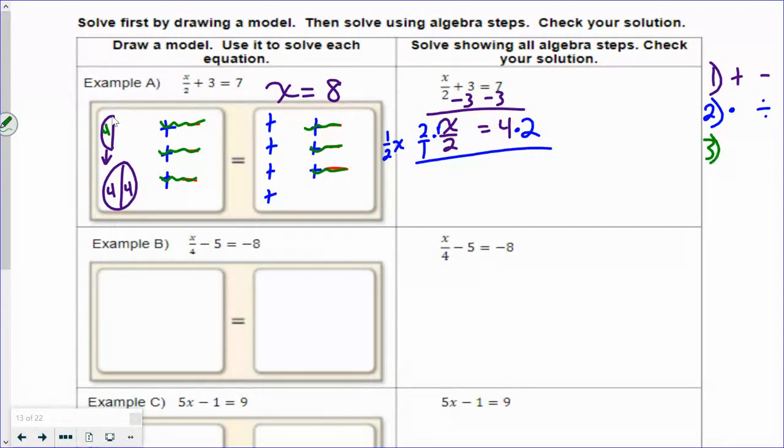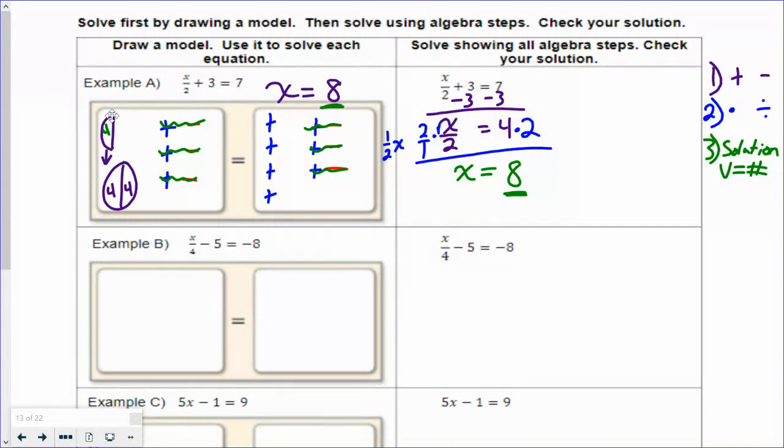Then we must put our solution. Our solution needs to be a variable equal to a number. A lot of you are just putting numbers and circling them. That's not how you put your solution down. You have to put your variable, in this case x, equals, and 4 times 2 is 8. Now, if you notice, what I got here is the same thing I got in my modeling. They should match each other. If they don't match, then one of your versions is wrong.